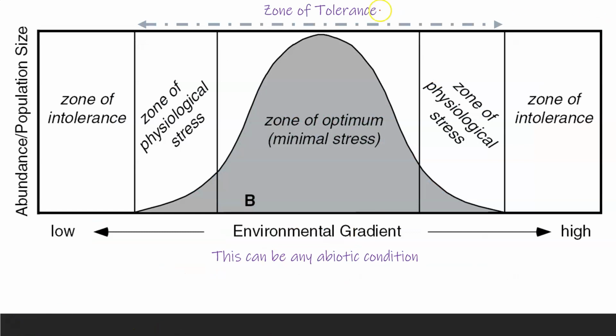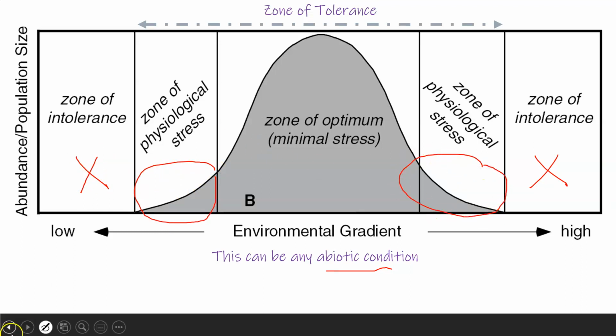So this can be translated to any abiotic condition. Again, pH, it could be temperature, salinity, dissolved oxygen. With any of these conditions, and for any organism, they have a range. Again, we get death over here. We get reduced performance in our physiological stress. I know I don't perform well when I'm stressed, neither do the fish.